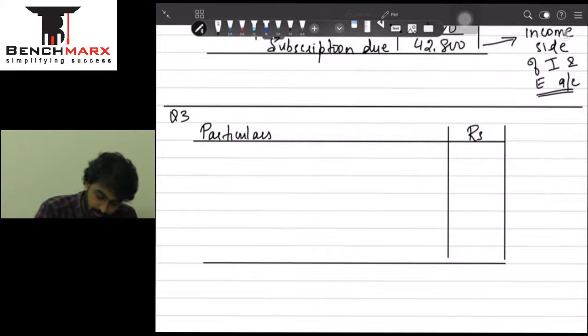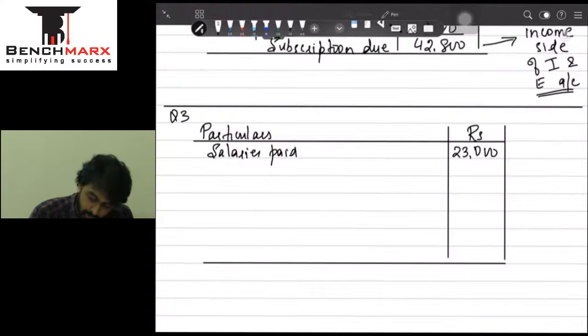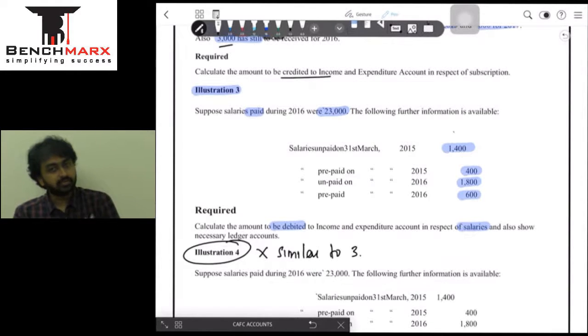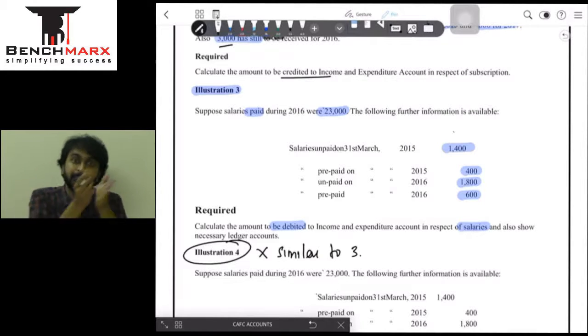Okay. Let us start from salaries paid. Always, all the adjustments have to start from salaries paid. That appears to be 23,000 as given to us directly in the question. Then salaries unpaid on 31st March 15. Some salaries were not paid in the 15, that is previous year. So we'll assume that first salaries will be paid pertaining to unpaid salaries.